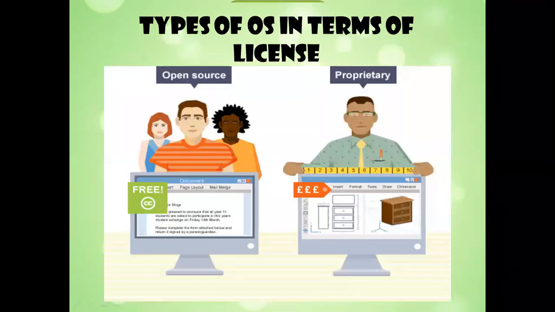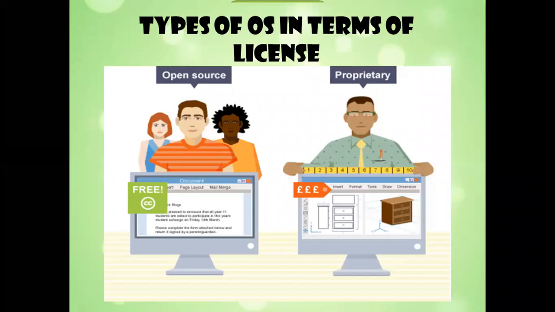Next is, what are the types of operating system in terms of license? There are two types of operating system, open source and proprietary. As the image is also showing, open source means it is free of cost. Anybody can download it from the internet. You can modify the coding of this operating system and you can redistribute it with your own name also. So all these operating systems are known as open source operating systems.